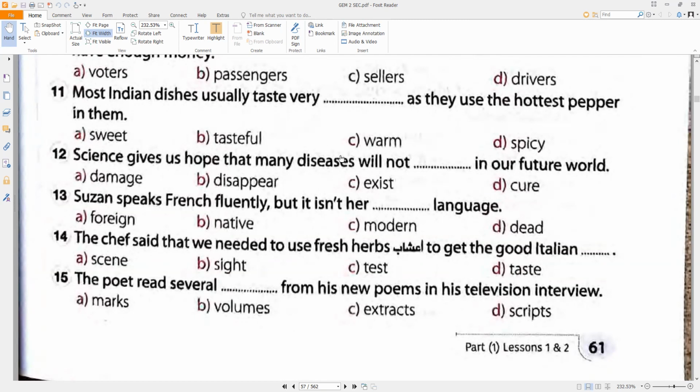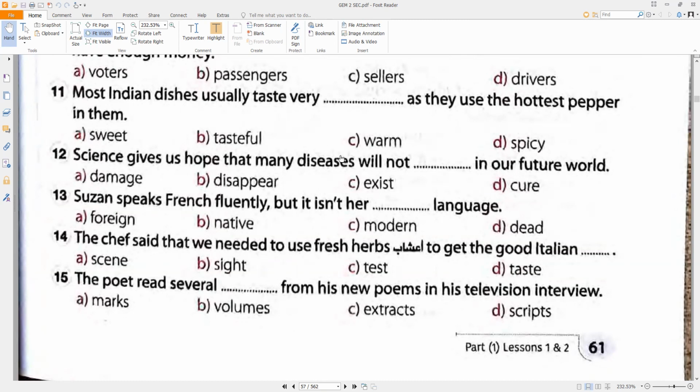Excellent. Number 13. Susan speaks French fluently, but it isn't her native language. Foreign, native, modern, dead. Yes, her native language.